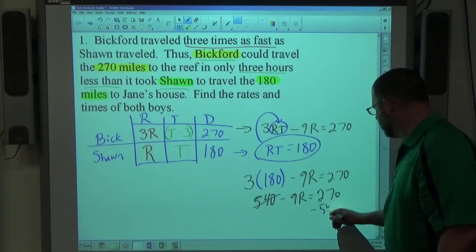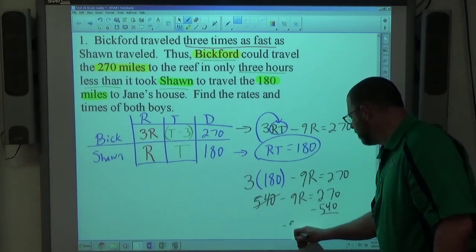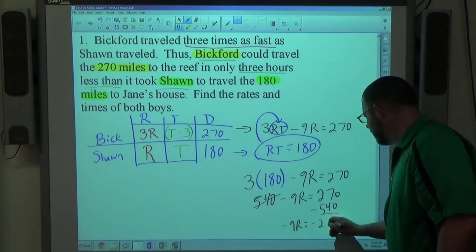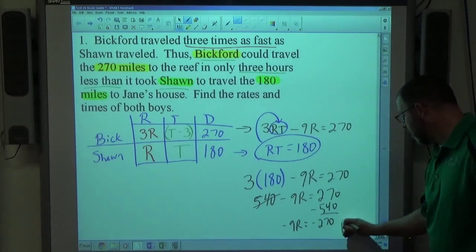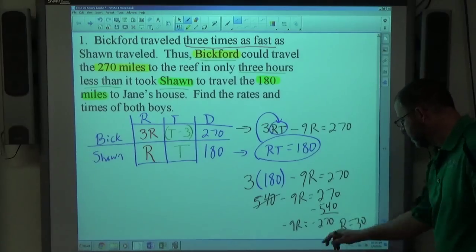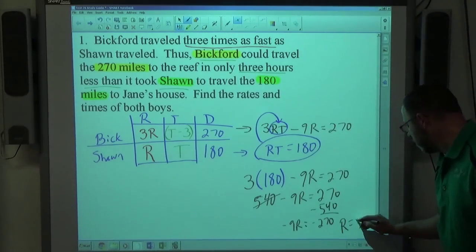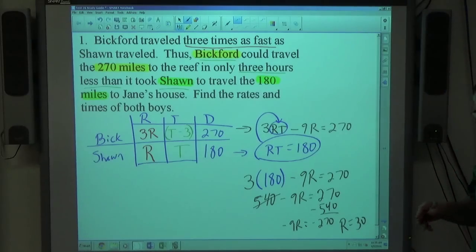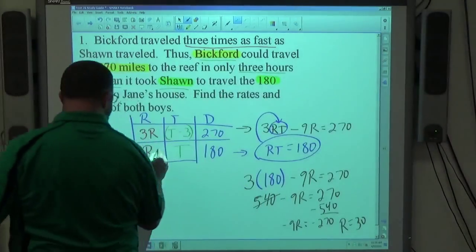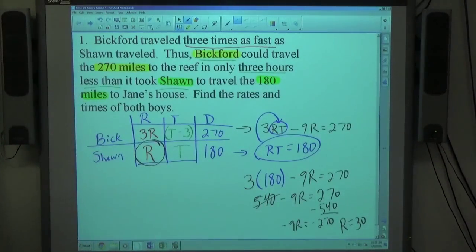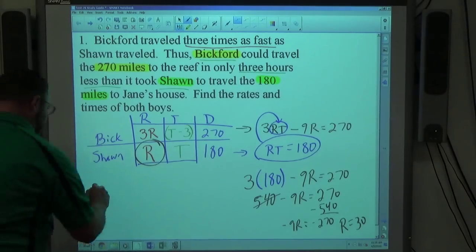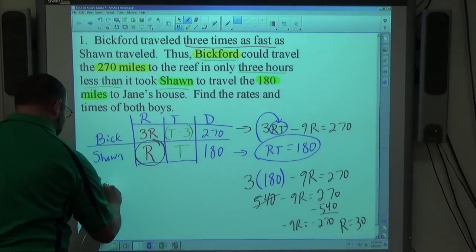Move the 540 over, I get negative 9R is equal to negative 270. Divide by 9, we get R is equal to 30. Okay, now once I've established an answer for one of these things, either R or t, whatever I've found, once I know R is equal to 30, I come back to the chart to establish what that R represents. So my 2 characters here are Bickford and Sean.